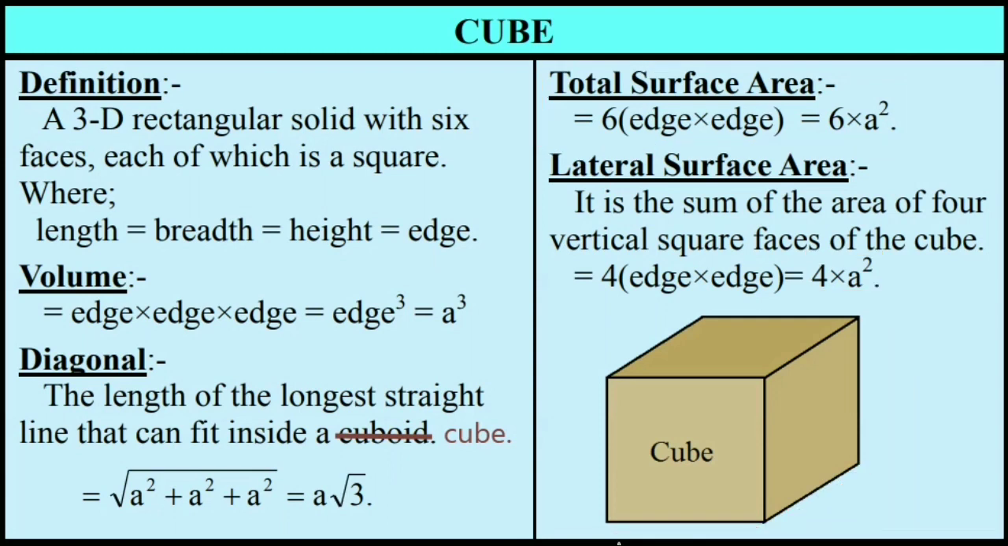Now observe the diagram drawn here, where this particular line is called length of the cube. This another straight line is called breadth of the cube, and this vertical straight line is called height of the cube.